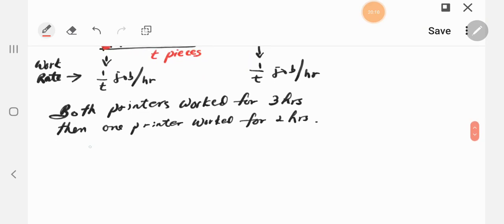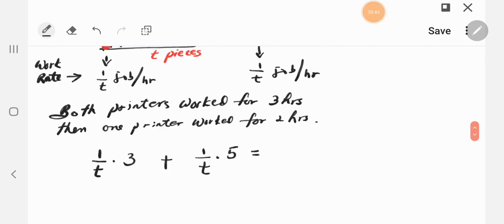So here is the work done problem. Here is the first printer. The work rate is 1 over t, so 1 over t job will be done per hour, and the first printer worked for 3 hours. The work rate for the second printer is also 1 over t, and this one worked for 5 hours, because it worked another 2 hours.